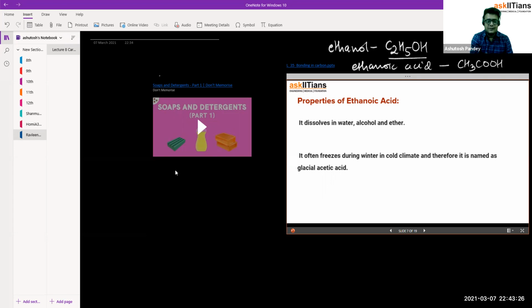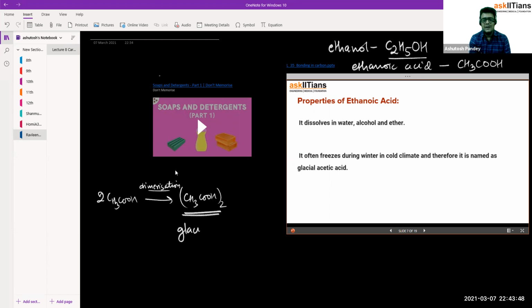We can write it like this: 2CH3COOH gives (CH3COOH) whole twice. So this is dimerization, that is, dimer formation. This is called glacial acetic acid, because it looks like a glacier, and that's why the name is glacial acetic acid. And this was simple acetic acid.